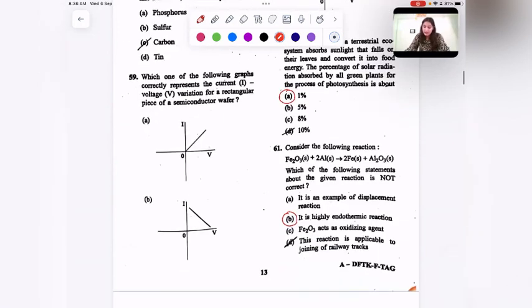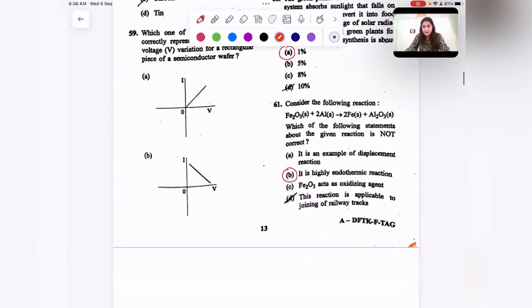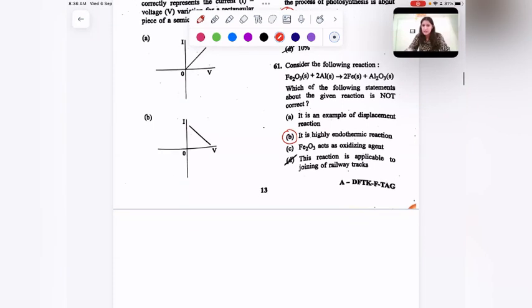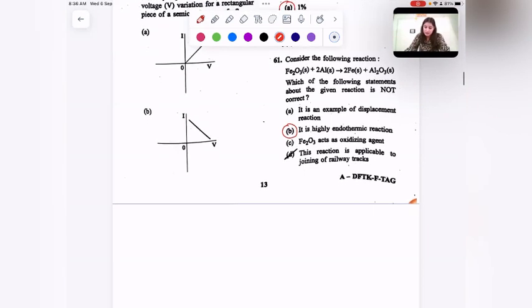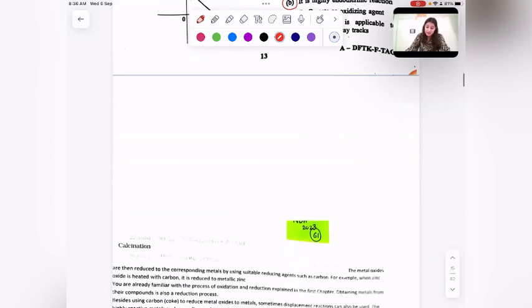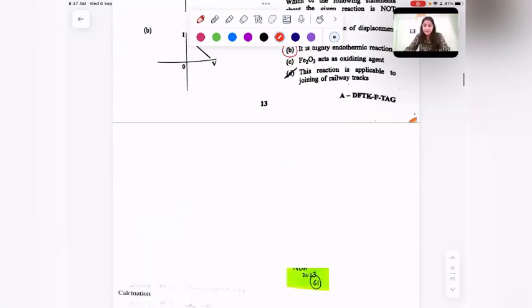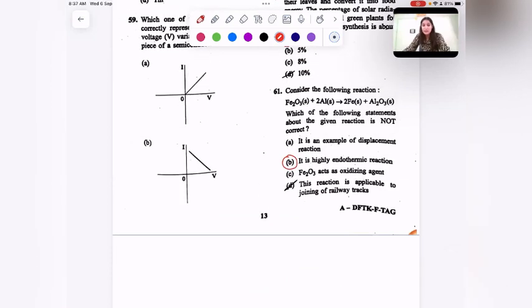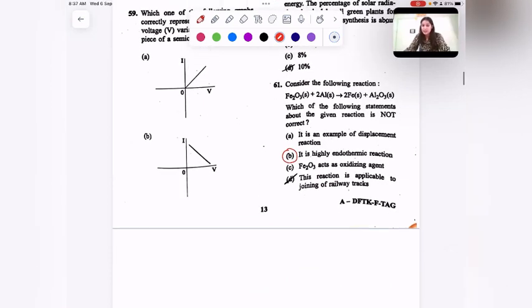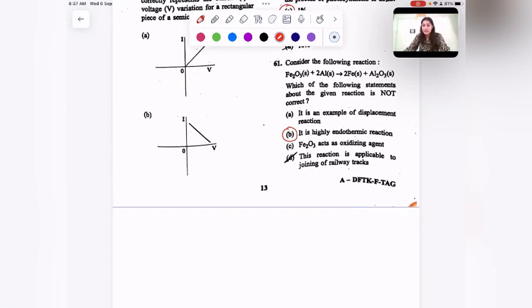Next, consider the following reaction. This question is from extraction of metals. The reaction is given. We know that this reaction is an exothermic reaction. Heat is evolved in this reaction. Here it is clearly stated. They ask about the not correct statement. So B is the incorrect statement. It is not an endothermic reaction, it is an exothermic reaction.